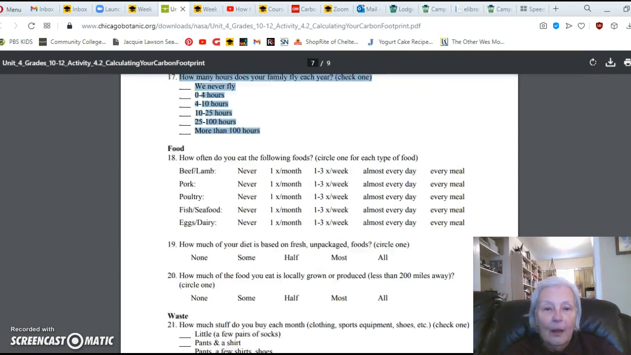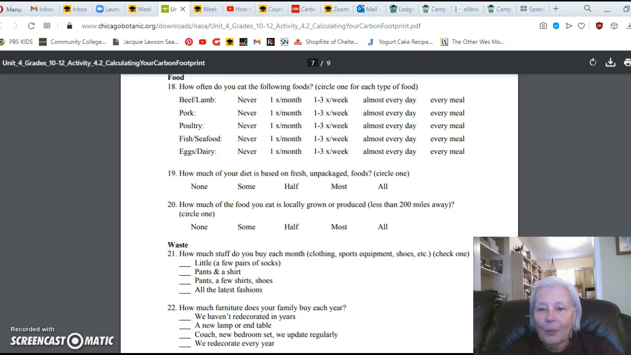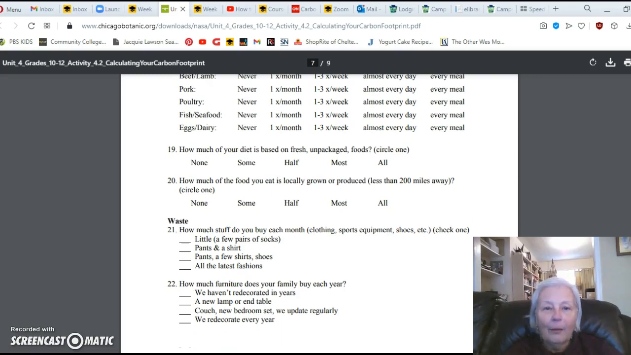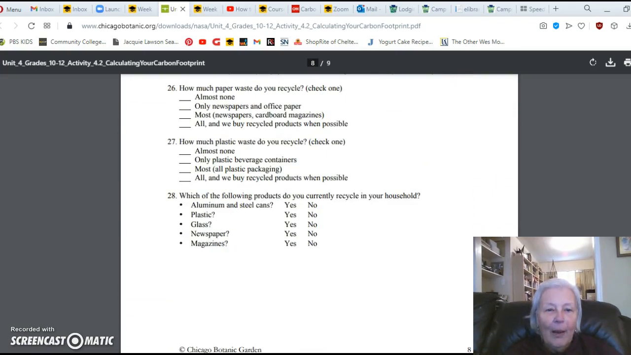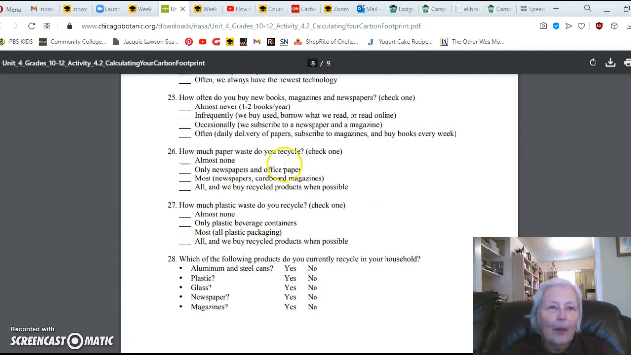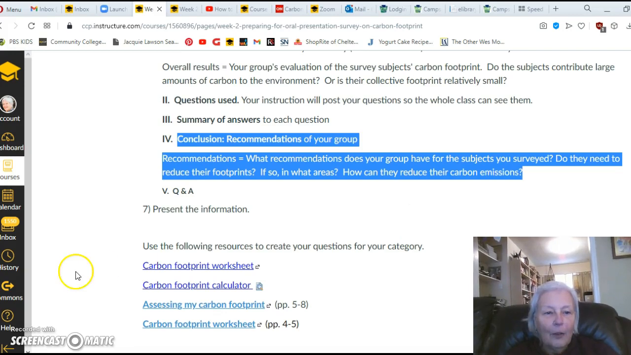Okay. Here for the food group, some good questions about what kind of food you eat. What about the fresh food versus processed packaged food? This question 20 is about food miles. Okay. Here's some questions for the waste group. So anyway, I recommend that you look at these links and you will find a lot more questions. If you have any questions for me before Tuesday, feel free to email me. Okay. Thank you.